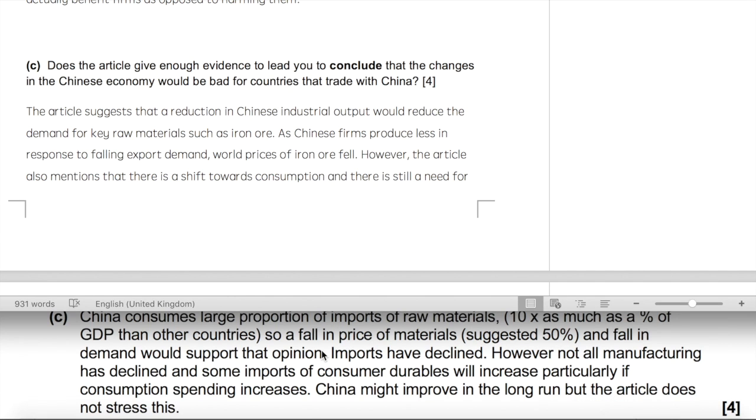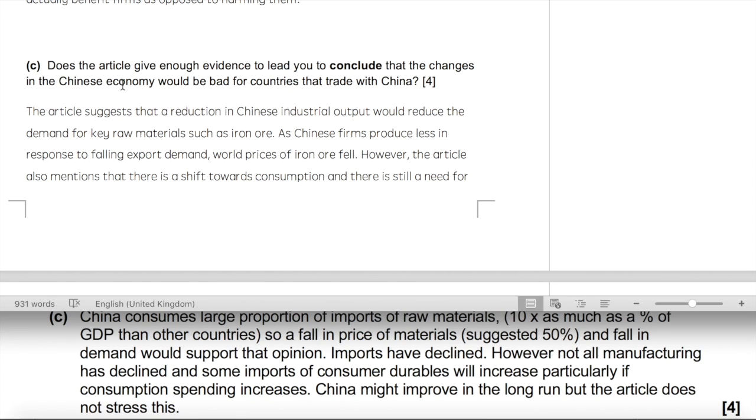So a fall in the price of materials and a fall in demand would support that opinion. Imports have declined. However, not all manufacturing has declined, and some imports of consumer durables will increase, particularly if consumption spending increases. So what we're trying to say here is that the Chinese economy is changing. It is going to be bad for some countries, but not necessarily all. And let's see if we can communicate that in this 4-mark response.